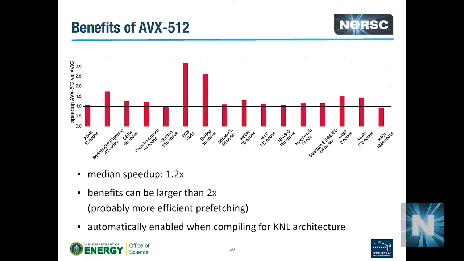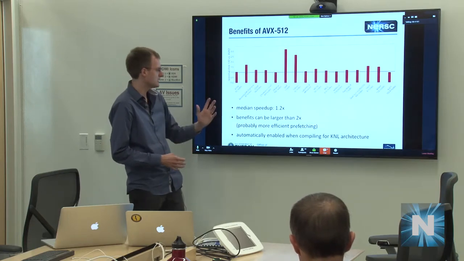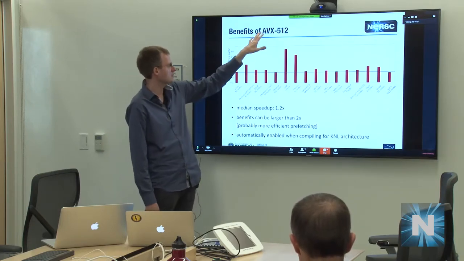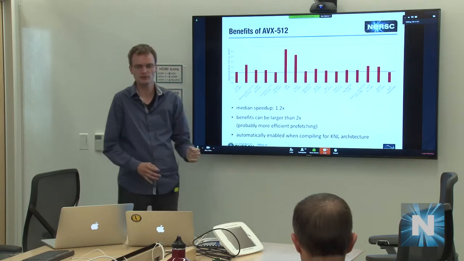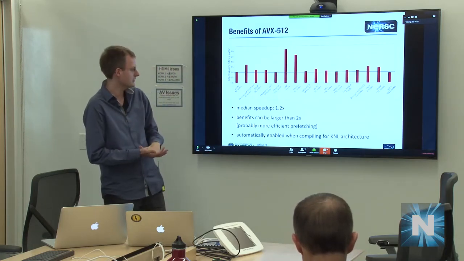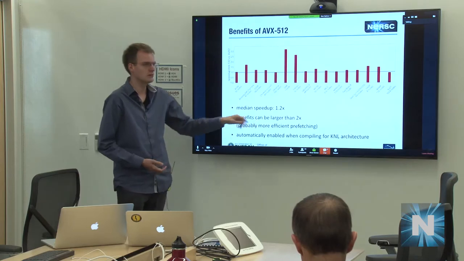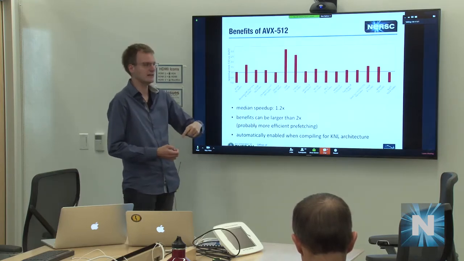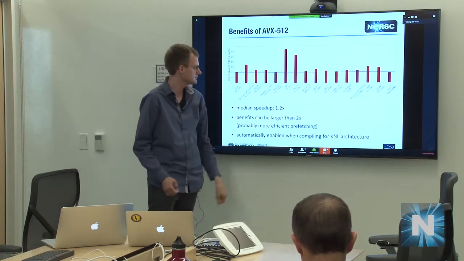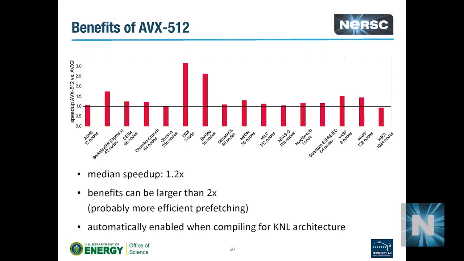But it can be larger because of more efficient memory operations, because AVX-512 has these nice vector load and store operations, like scatter, gather, broadcast, and most of them are not available in AVX2. Those help the prefetching engine, the prefetcher in the CPU, to work more efficiently, so you can technically even reduce memory latency by using that. Of course, AVX-512 is automatically enabled when compiling for KNL, so you don't have to do anything. Here we had to manually disable it in order to test it.